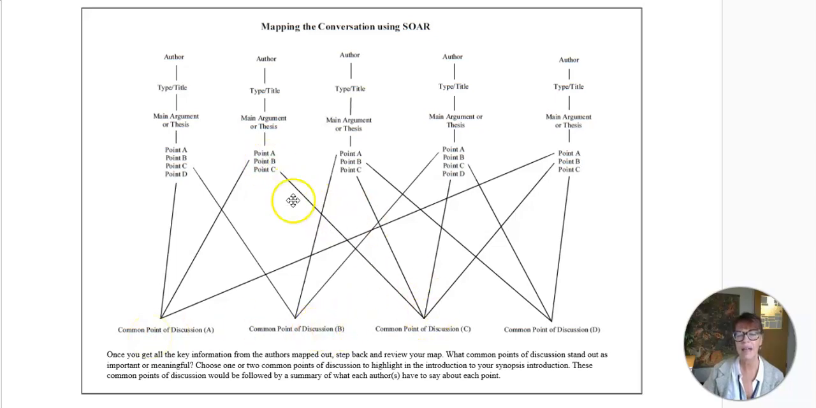Maybe I can find that the second and third and fourth author, they talk about another point that is different. I'm going to write down that other point that these guys talk about. And so I'll do that until I have a few common points of discussion that I see that at least two or three of these authors talk about individually in their separate articles. And that will give me those common points of discussion. That means that these are the important points that are out there in the research.